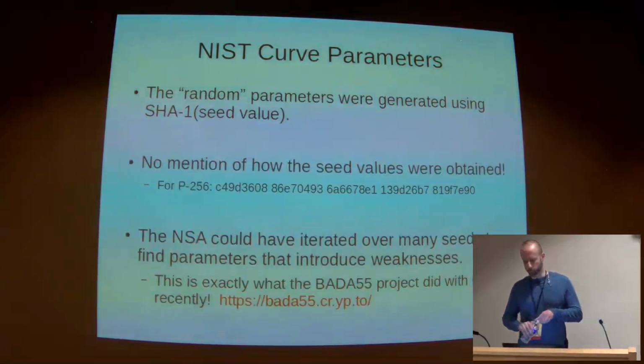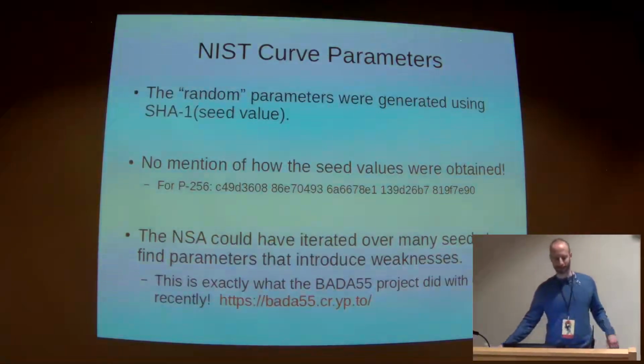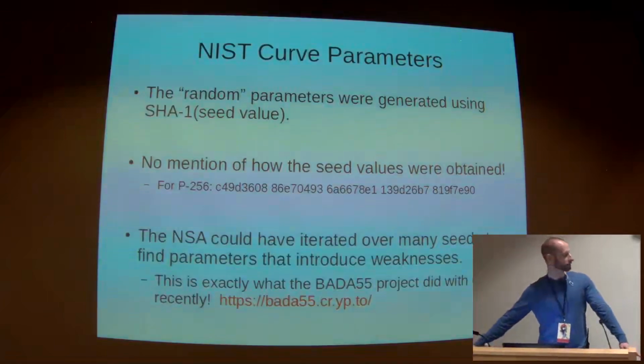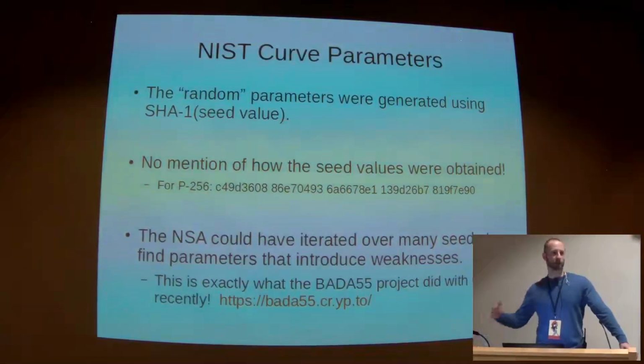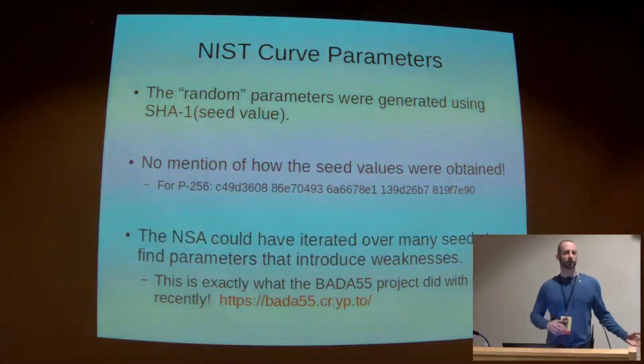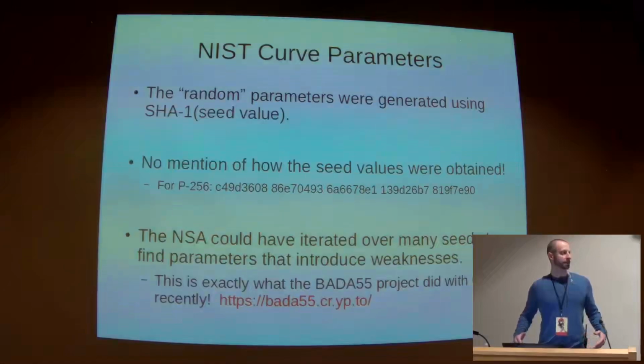A few years ago, there was a project called the BADA55 project, where they took a GPU farm and did exactly that. They said, okay, we're just going to search through a whole bunch of seed parameters as quickly as we can, apply SHA-1, evaluate all the outputs, and find curves that have bad properties. We're actually going to do this.